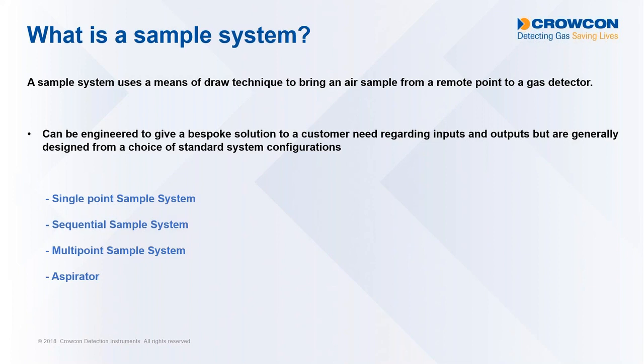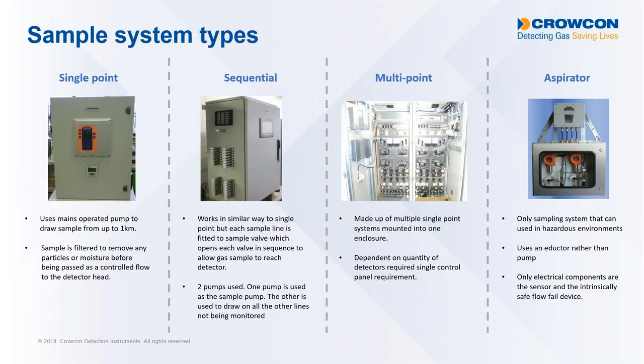Those four configurations start off first of all with a single point sample system for very simple task completion. Then we start looking into sequential sample systems, multi-point sample systems, and aspirators. If we go a little bit deeper into what each of those system types are, first of all we'll look at single point. As the name suggests, this is a single line which is going to be detecting gas, and it's just a single line which will be used for that application.